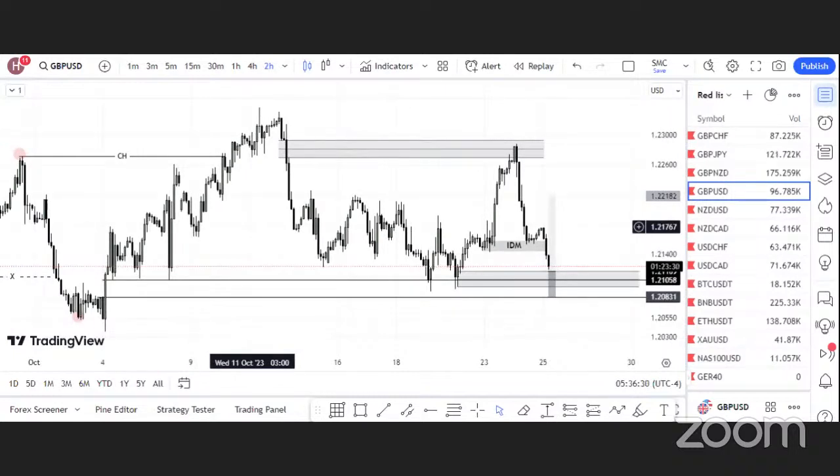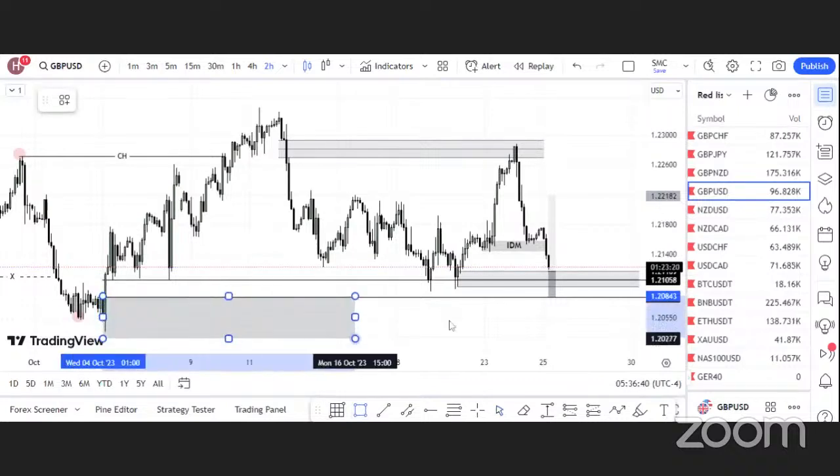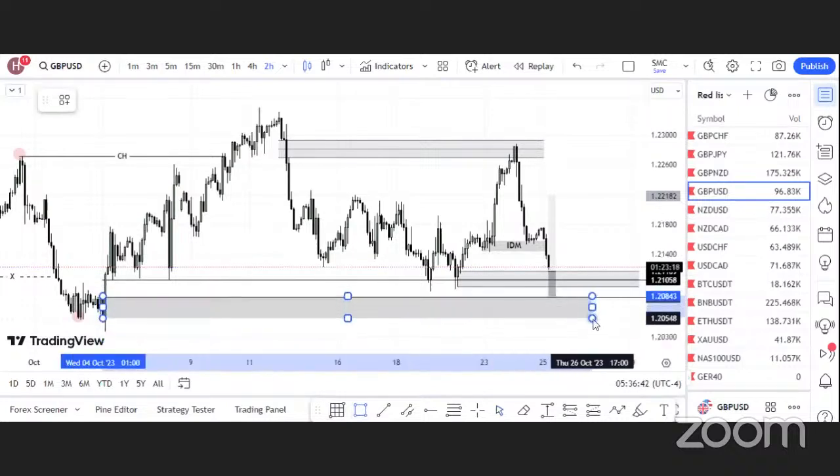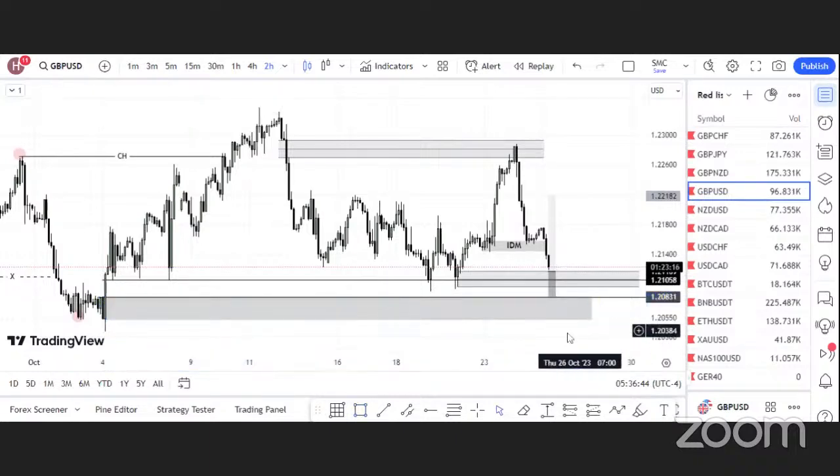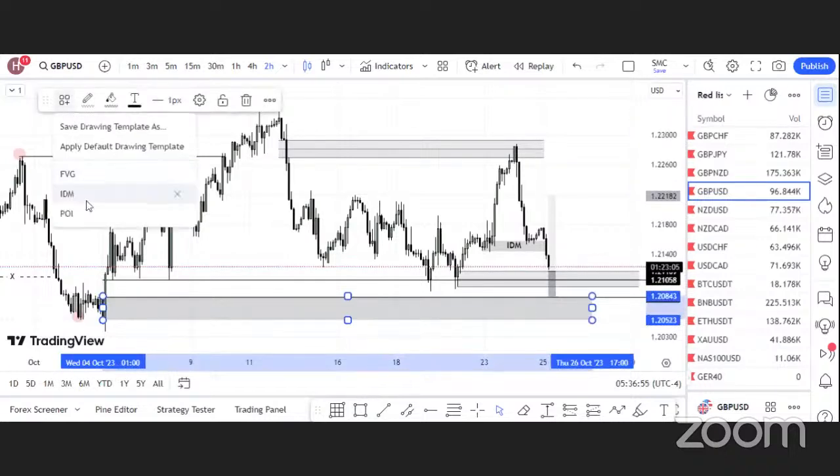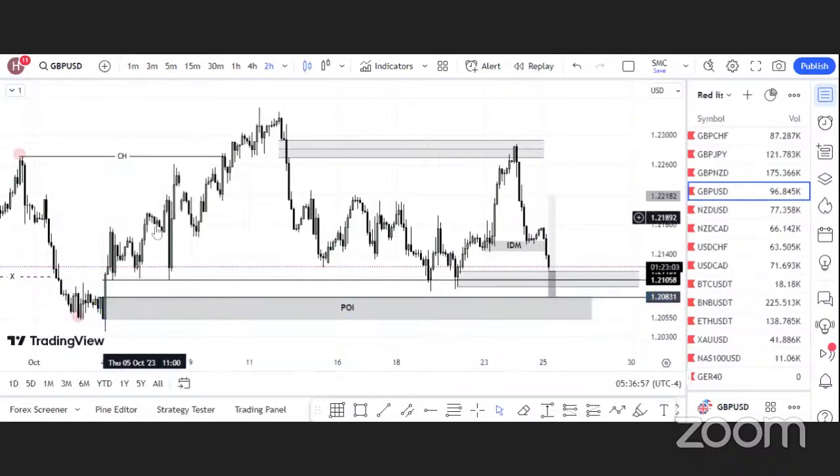Okay, we already have all these whole mitigations. So the other thing here is we have this other block, and the other block hasn't been mitigated. Okay, we have this other block. The other block is not yet mitigated. So let's name this POI, right?